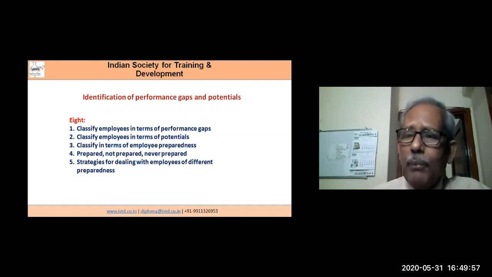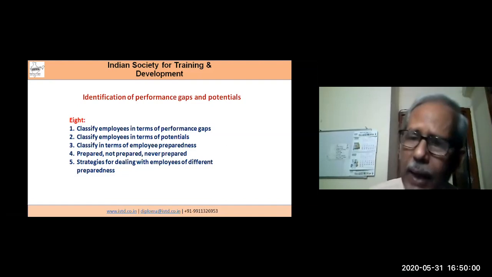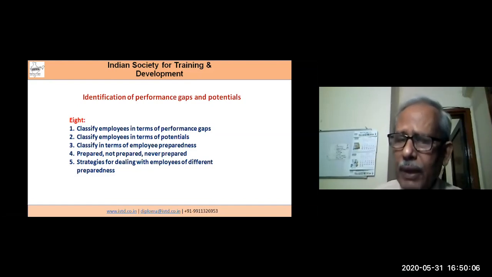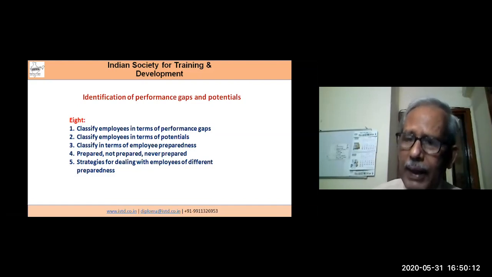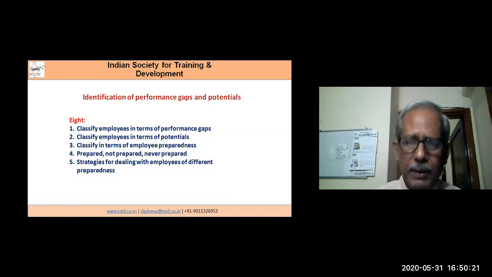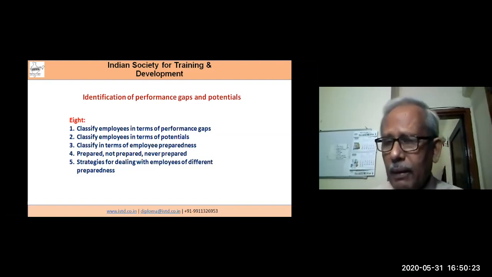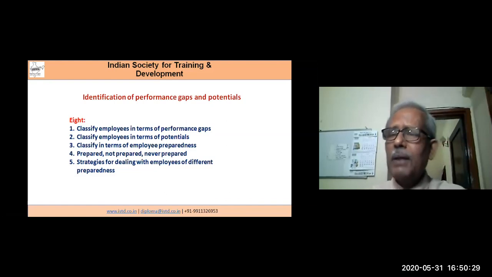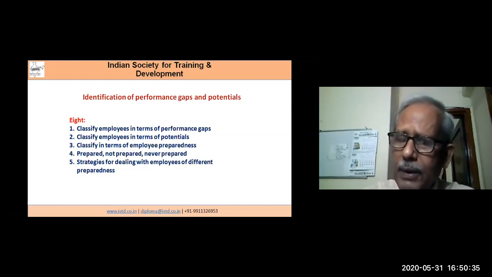Classify the people in terms of employee preparedness, how far they are ready to accept the opportunity, how far they are ready to accept the responsibility. That preparedness is one very important thing on the part of the employee. Their readiness to accept anything will show their attitude towards the organization. Prepared, not prepared, never prepared. There will be some people who are always prepared, an asset to the organization. They can throw themselves anywhere, in any responsibility you give them, they're always ready to accept it. Because ultimately it only depends upon your attitude, the way you accept the thing.